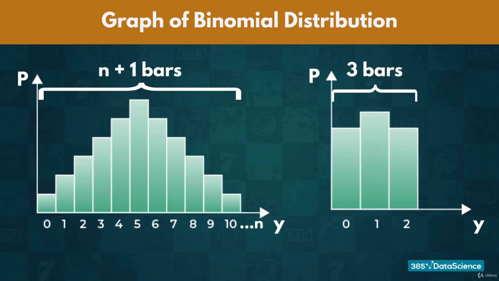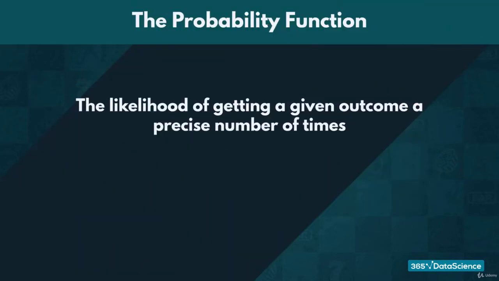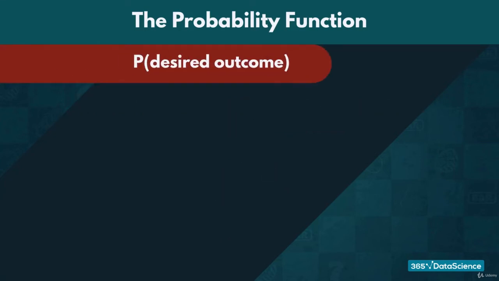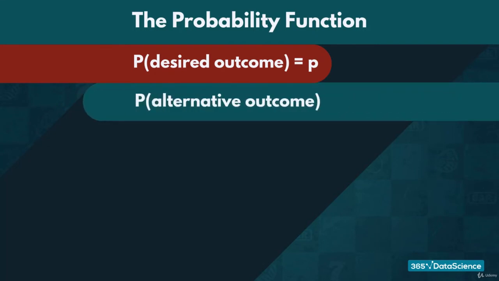Fantastic! If we wish to find the associated likelihood of getting a given outcome a precise number of times over the course of n trials, we need to introduce the probability function of the binomial distribution. For starters, each individual trial is a Bernoulli trial, so we express the probability of getting our desired outcome as p, and the likelihood of the other one as 1 minus p.